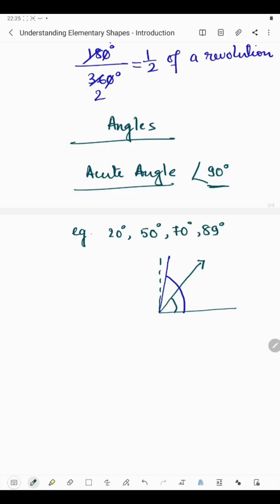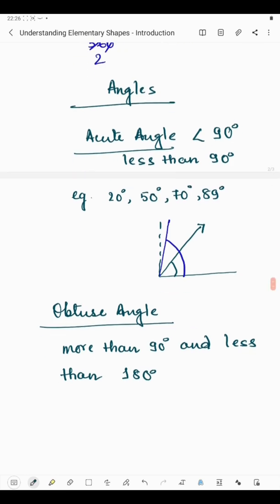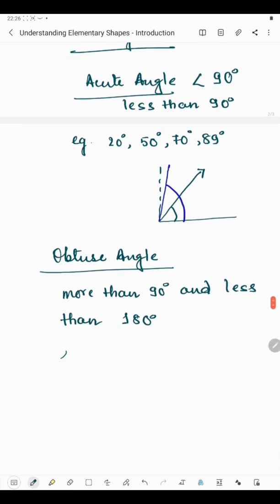Okay. Now next we have obtuse angle. Now what are obtuse angle? Obtuse angle means more than 90 degree and less than 180 degree. Okay. For example, if I take 135 degree, 150 degree, 179 degree, these all are obtuse angle.